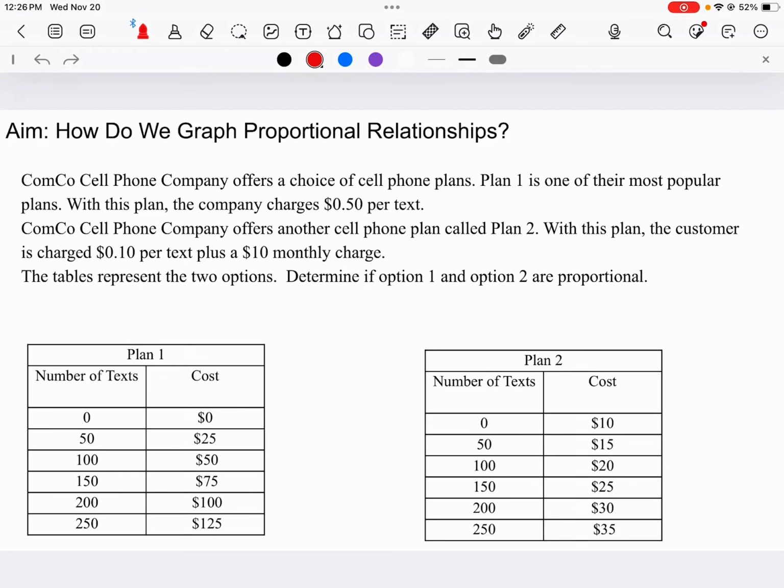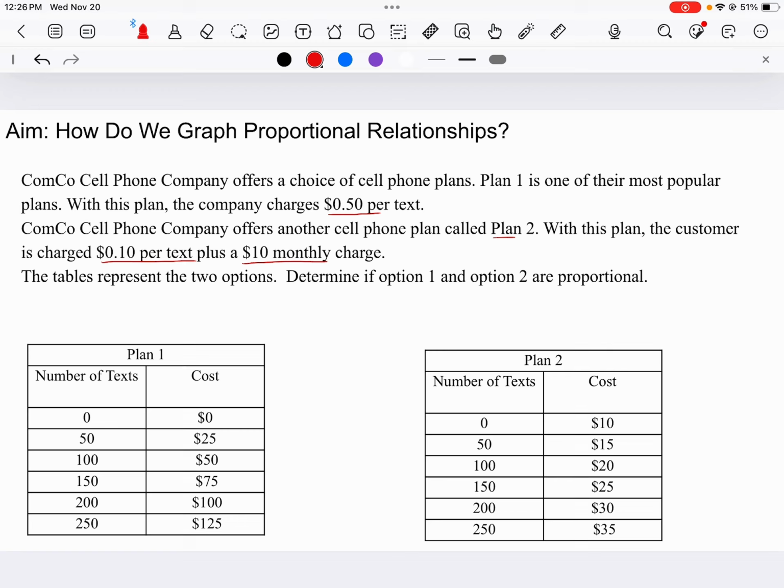This lesson is on how to determine graphs of proportional relationships. We have two plans here. Plan 1 charges 50 cents per text, but Plan 2 charges 10 cents per text, but there's a $10 monthly charge. We want to determine if these two options are proportional.